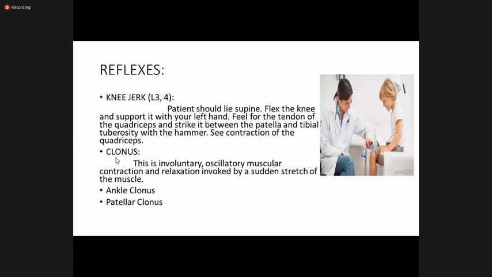Clonus. This is the involuntary oscillatory muscular contraction and relaxation evoked by a sudden stretch of the muscles, and mostly we perform the ankle clonus and the patellar clonus.